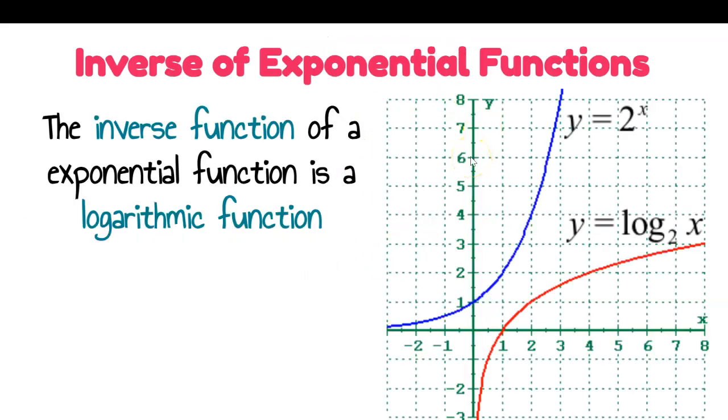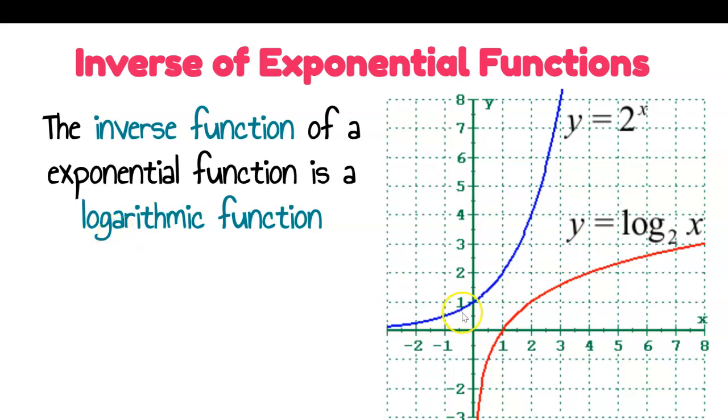But basically, we're talking about the inverse of exponential functions, so the opposite. The inverse of an exponential function is a logarithmic function. So if I have this exponential shape, the blue graph, y equals 2 to the x, where x is in the exponent, the inverse is this red graph, this logarithmic graph. And in the equation, I see the word log in it.